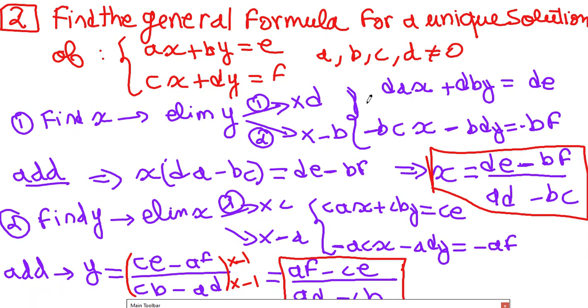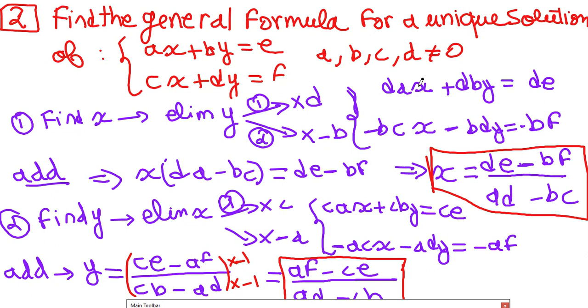By multiplying the first equation by d, I will get dax plus dby is equal to de. And by multiplying the second equation by minus b, I will have minus bcx minus bdy is equal to minus bf. And now we add the two equations. By adding the two equations, those two terms will cancel each other. So dax plus minus bcx.